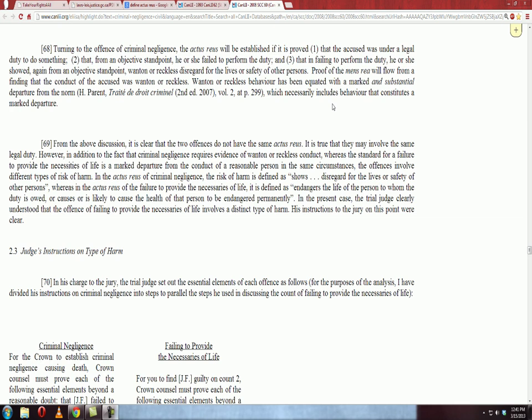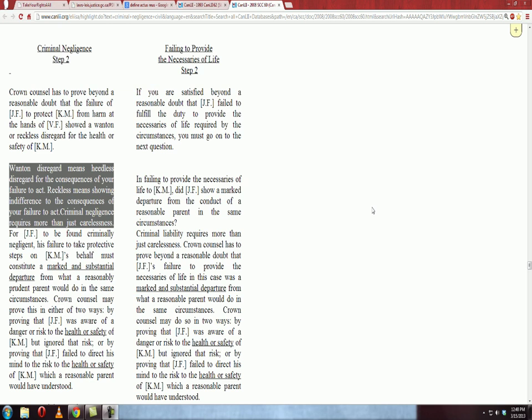So it says proof of the mens rea will flow from a finding that the conduct of the accused was wanton or reckless. Wanton or reckless behavior has been equated with a marked and substantial departure from the norm, which necessarily includes behavior that constitutes a marked departure. So what this means is if your behavior has been found to be wanton or reckless, then it's proof of mens rea. It's proof that you had either intention or knowledge of what you were doing, and this is accepted by the courts.